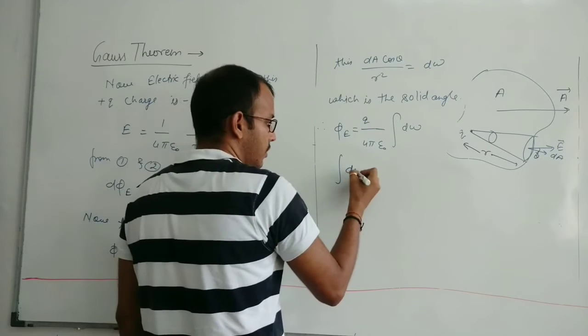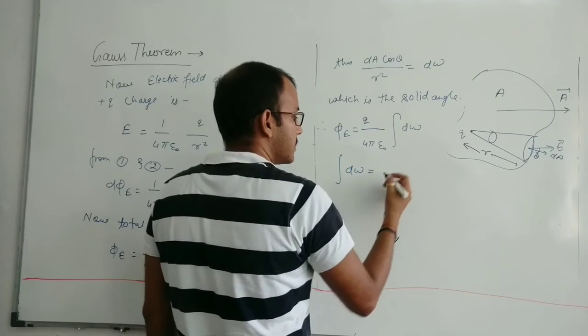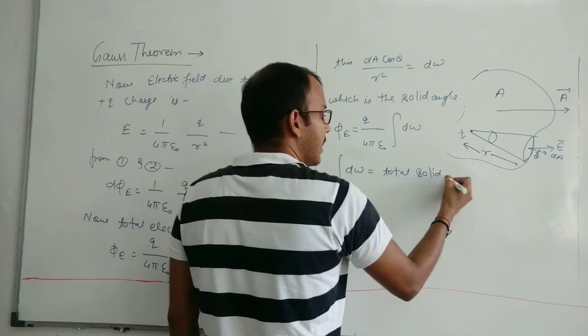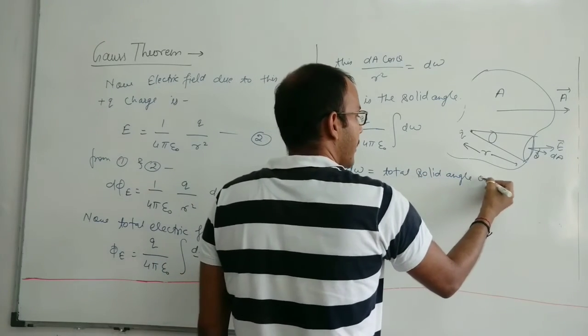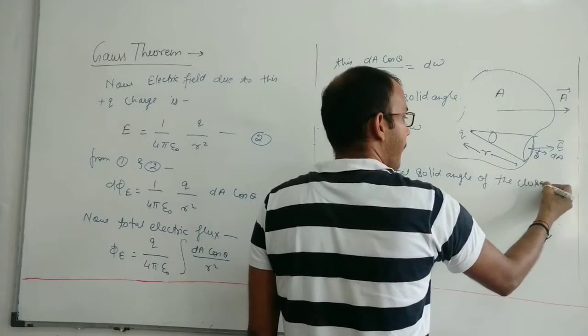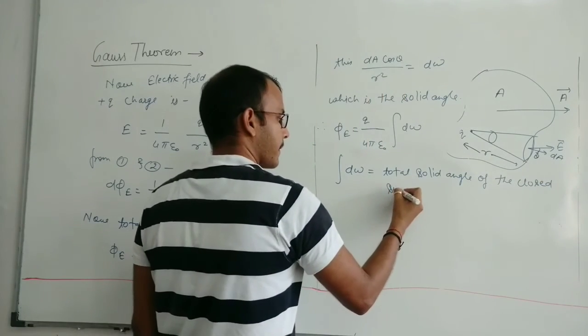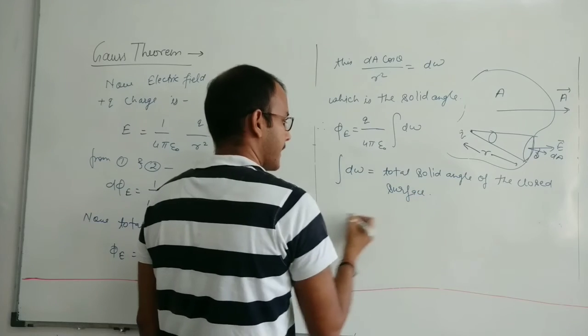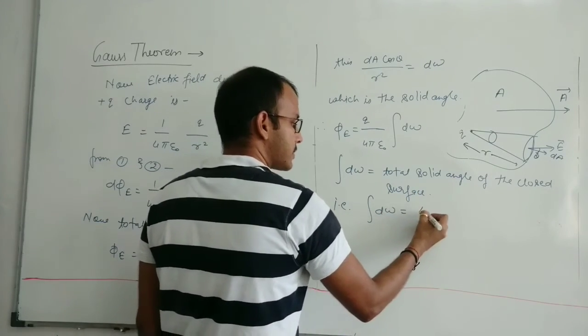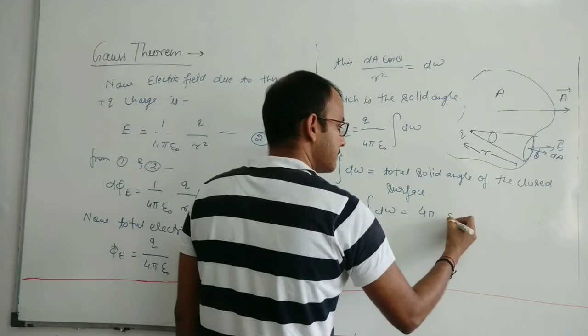This integration d omega is equals to total solid angle of the closed surface, that is integration d omega equals to 4 pi square radian.